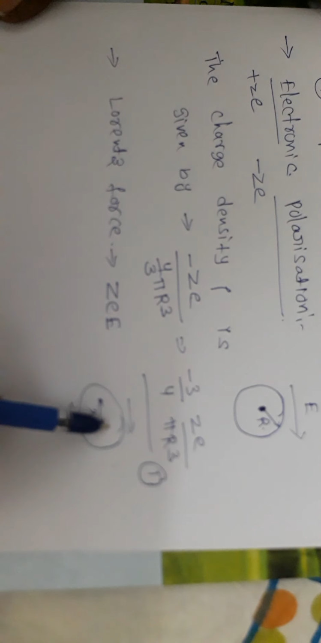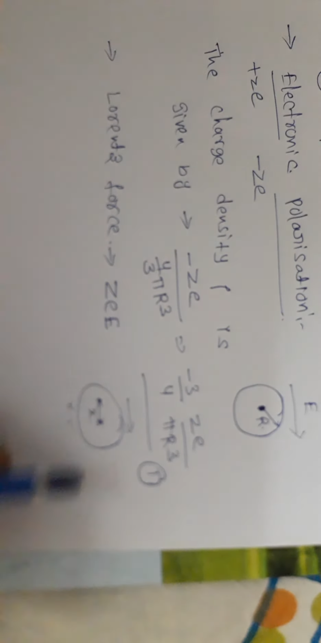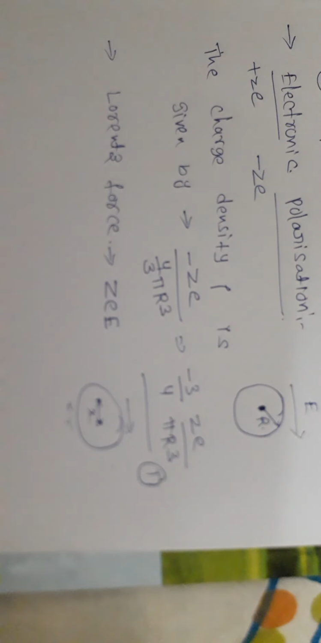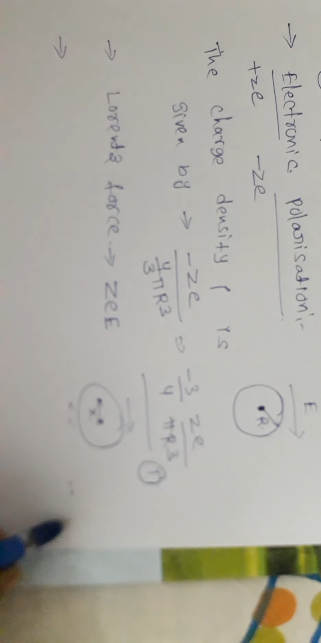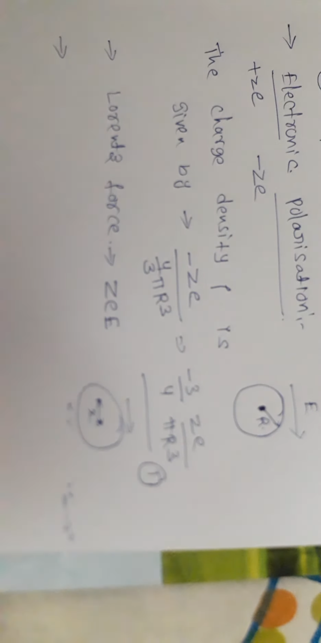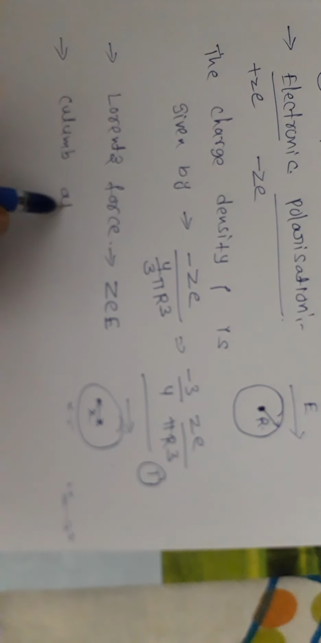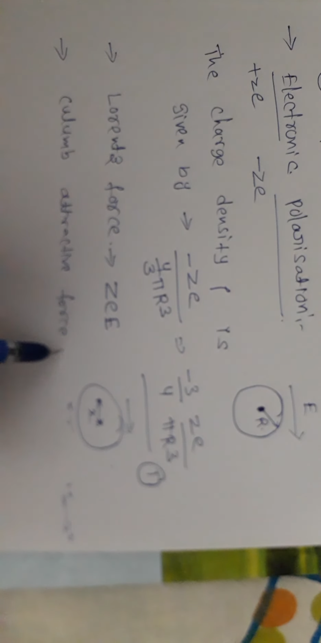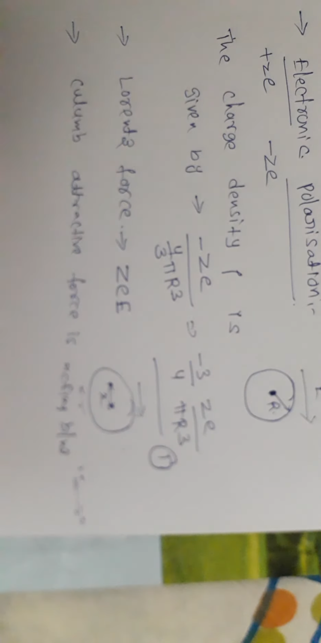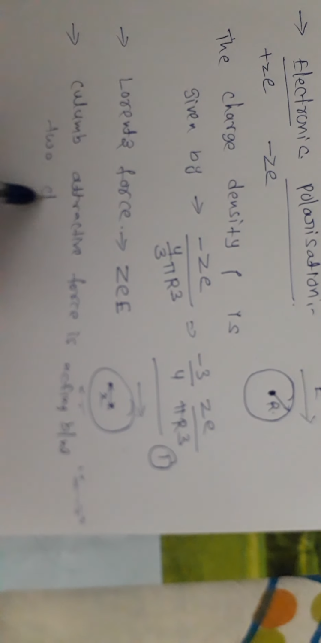Due to the Lorentz force, these two charges are separated. When the two charges are separated by a distance, which force acts? The Coulomb attractive force. Whenever a positive charge and a negative charge are separated by a distance, the attractive force acts between them. That attractive force is the Coulomb attractive force.